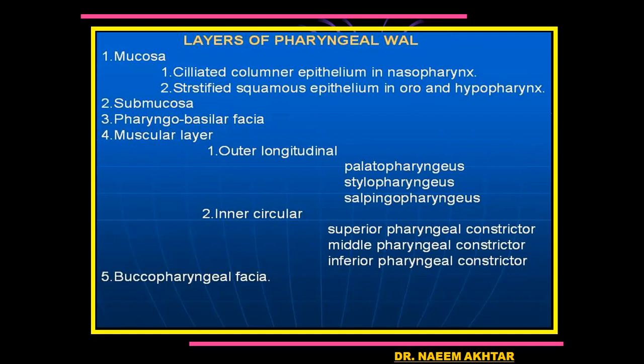Outer longitudinal muscles are palatopharyngeus, stylopharyngeus, salpingopharyngeus, whereas the inner circular layer of muscles consists of three important constrictor muscles of the pharynx, that is the superior constrictor muscle, middle constrictor muscle, and the inferior constrictor muscle of the pharynx. The outermost layer is the buccopharyngeal fascia.